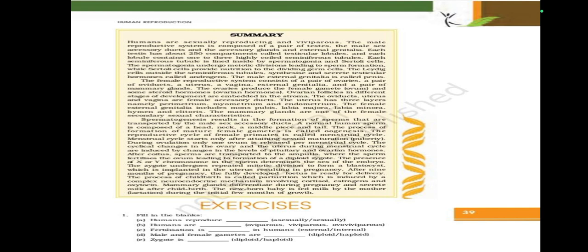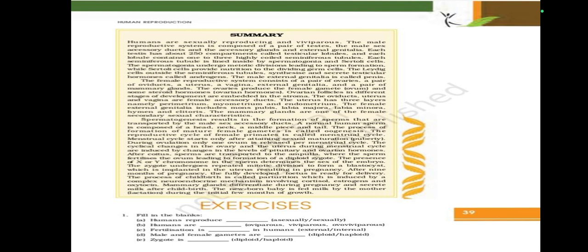Spermatogenesis results in the formation of sperms that are transported by the male sex accessory ducts. A normal human sperm is composed of head, neck, middle piece, and tail. The process of formation of mature female gametes is called oogenesis. The reproductive cycle of female primates is called the menstrual cycle. The menstrual cycle starts only after attaining sexual maturation, puberty. During ovulation, only one ovum is released per menstrual cycle.